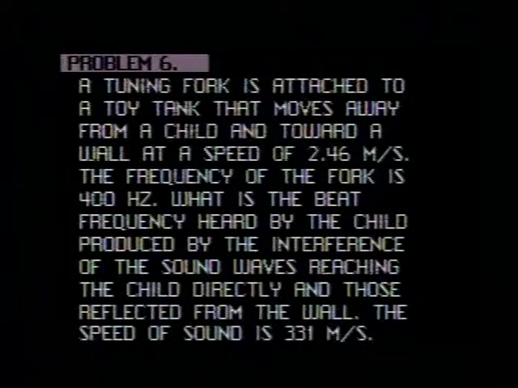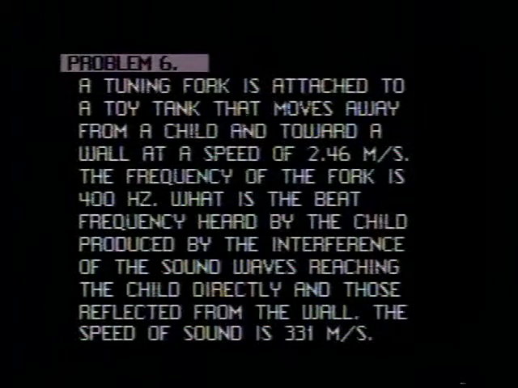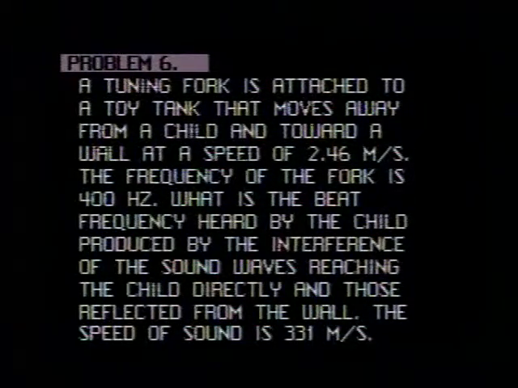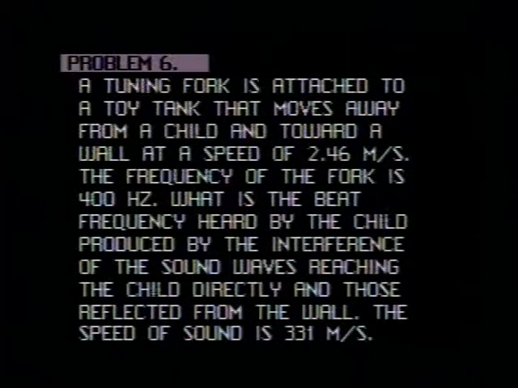Problem 6 reads, a tuning fork is attached to a toy tank that moves away from a child and toward a wall at a speed of 2.46 meters per second. The frequency of the fork is 400 hertz. What is the beat frequency heard by the child, produced by the interference of the sound waves reaching the child directly and those reflected from the wall? The speed of sound is 331 meters per second.